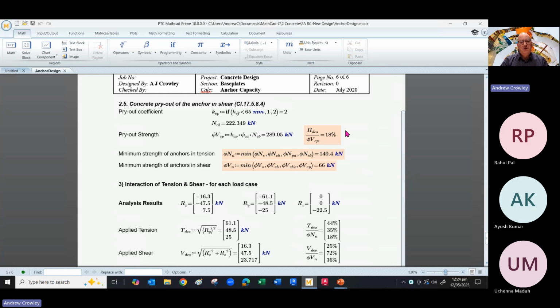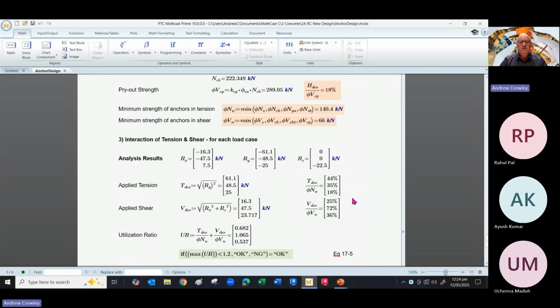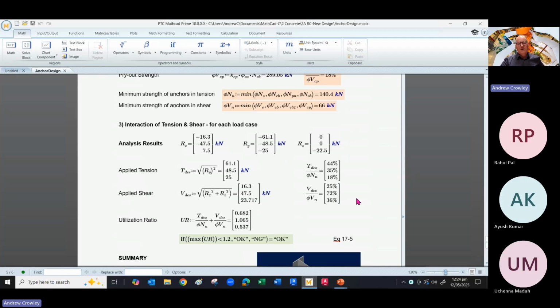So from all of the above, we can work out that our minimum strength of the anchors in tension is 140 kilonewtons, and our minimum strength in shear is 66. All good so far, but then we start combining. And if you combine the worst cases of tension and shear, you'll probably find your connection fails. So this is where I have split my results. Each of these rows represents a different load case. So you'll see our maximum shear doesn't occur with our maximum tension.